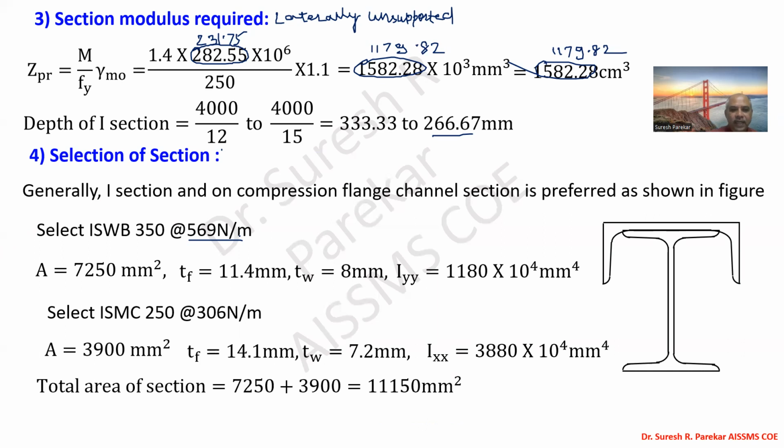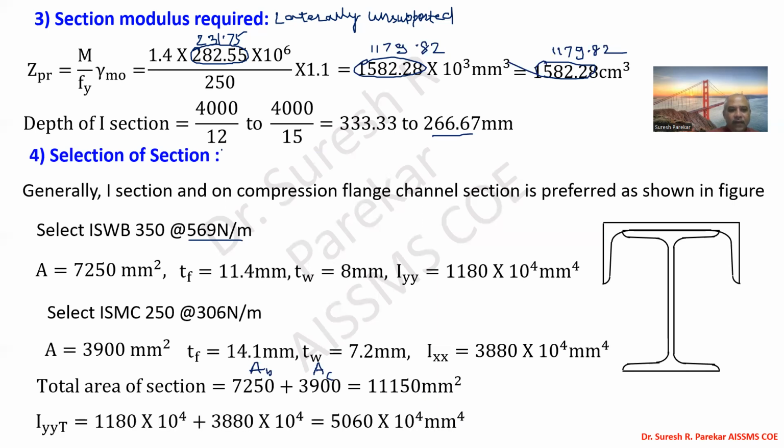From this, I will get the total area of this section, that is area of channel plus area of beam. This is the area of beam, this is the area of channel. We have 11150. And then we have IYY total, that is 5060 into 10 raised to 4. Because now we have the weaker section, that is along the YY axis, not along the XX axis. Therefore we have taken IYY and total area, from which I will get the value of RYY.